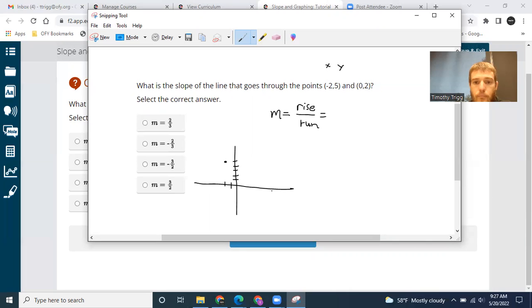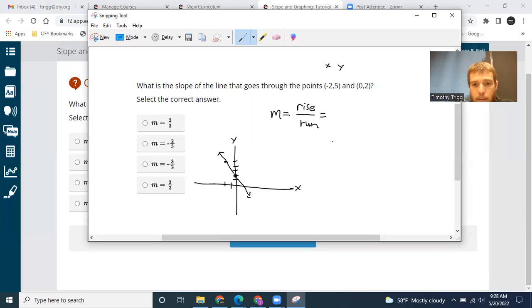Each of these coordinate points has an x coordinate and a y coordinate. The first point has an x coordinate of -2 and a y coordinate of 5. If you were to graph that, it would be at -2 on the x, and then 5 on the y. So right here. The other point, (0, 2), is 0 on the x axis and 2 on the y axis, which puts it right here. So the line connecting these two points looks like this.